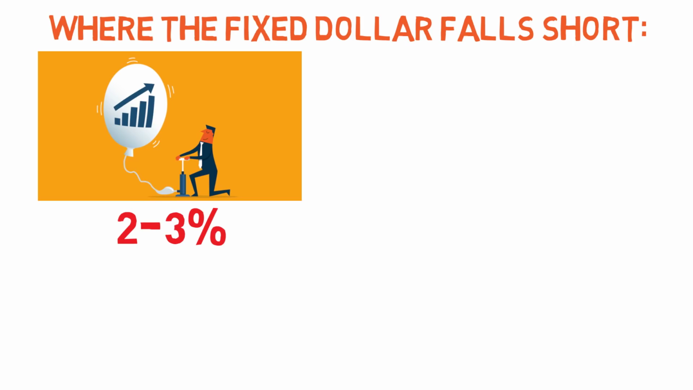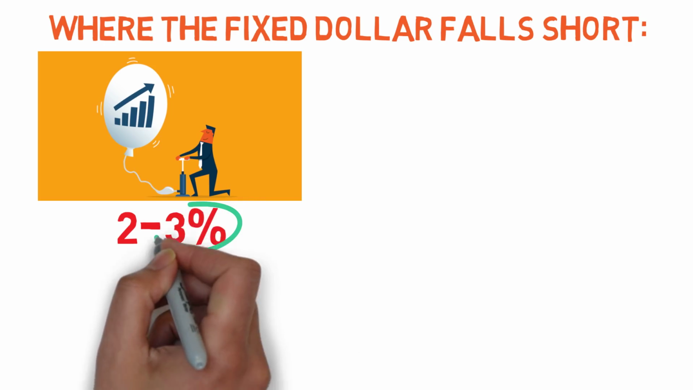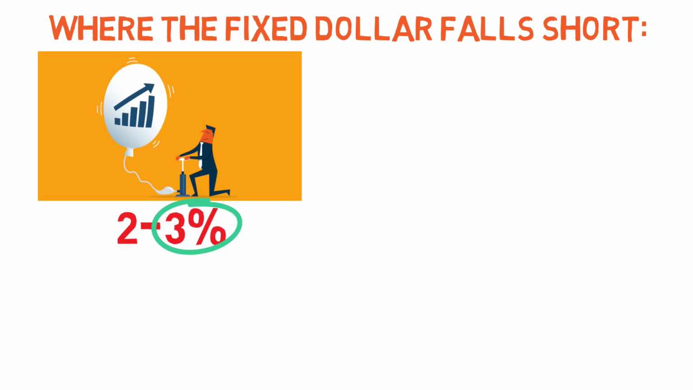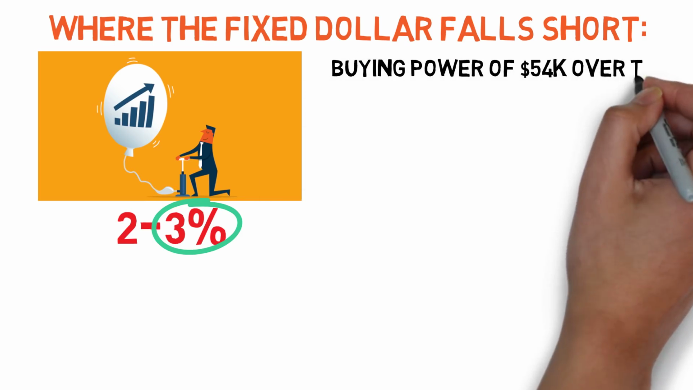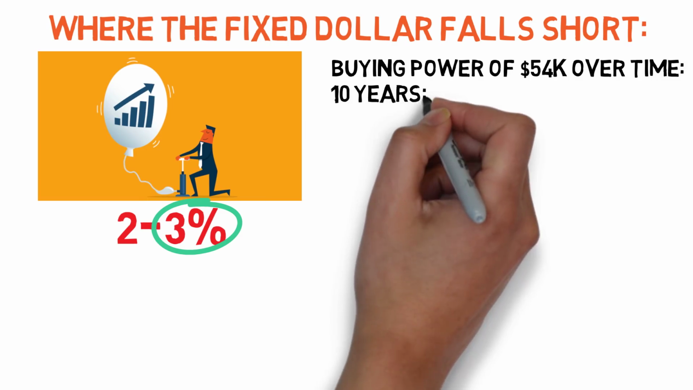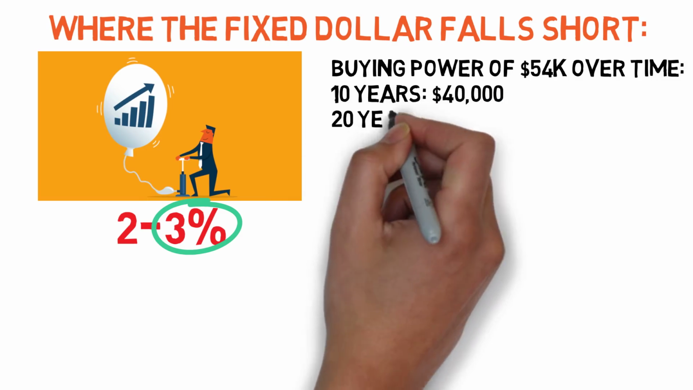Historically speaking, inflation has averaged somewhere between 2 and 3% per year in the United States. If we assume that our personal average inflation rate in retirement is nearer the top of that scale at 3% per year, then John's $54,000 a year income will get him the equivalent of what $40,000 would buy him today in just 10 years' time.